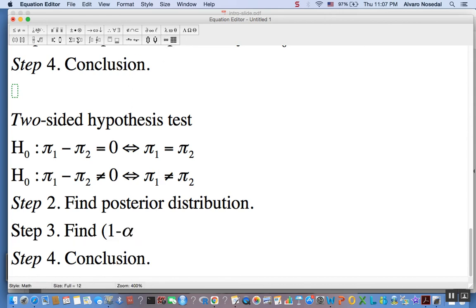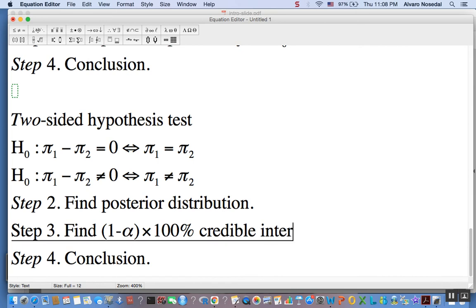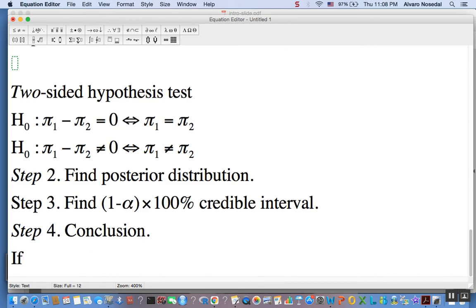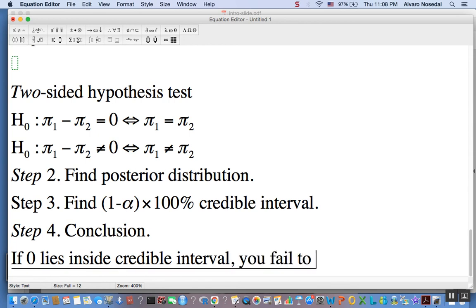In this case, find a 1 minus alpha times 100% credible interval, and finally, if 0 lies inside the credible interval, you fail to reject H naught. So same as before.